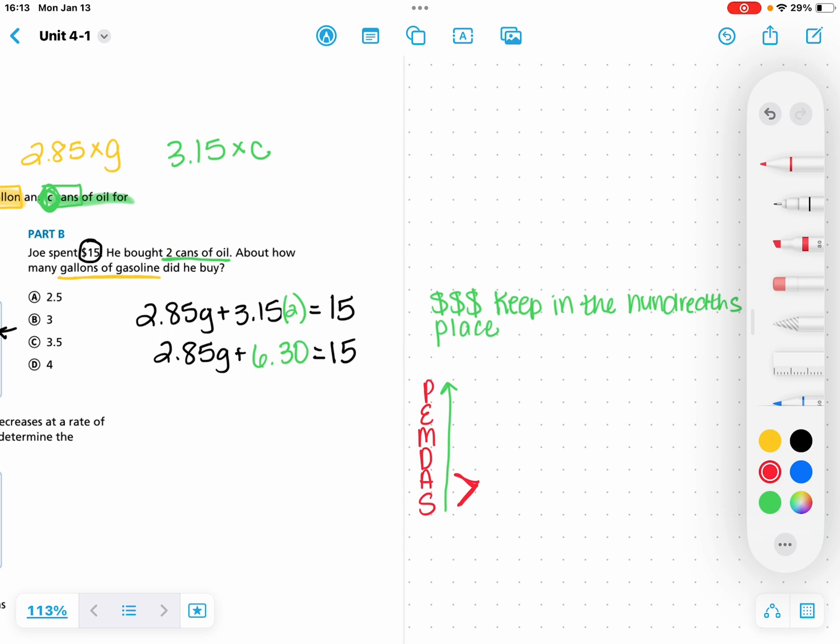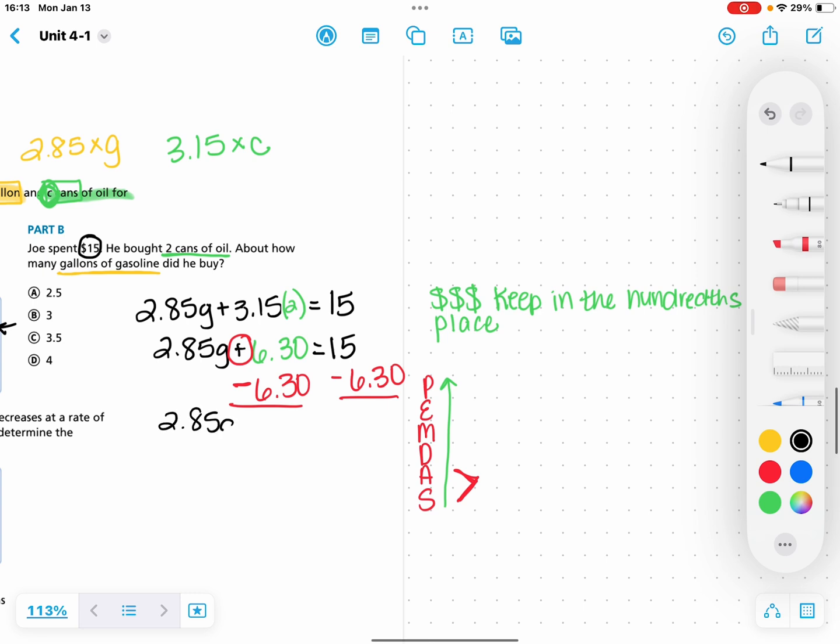So right now I have 2.85G plus 6.3. If I'm working backwards, I'm going to be looking at this plus 6.3 or 6.30. I've got to do the opposite. What's the opposite of addition? Well, it's subtraction. Subtract 6.30, not just on one side, but on both sides. That is going to be 8.70. So once again, after we do that subtraction, I am going to have my 2.85G stays the same.